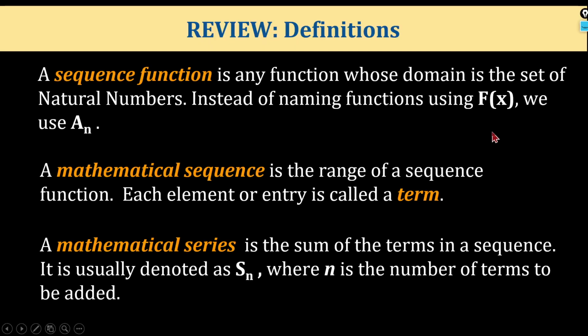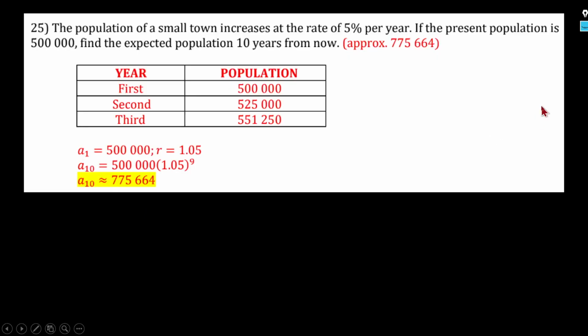Nasaan na yun? Nilagay ko dito yun eh. Balikan ko muna yun. Ito, yung exit ticket from the previous session. Kung na-i-upload na ni Mrs. Arespacochaga yung answer key, may error dito sa answer key if you look at it. Sabi sa number 25, the population of a small town increases at the rate of 5% per year. If the present population is 500,000, find the expected population 10 years from now.